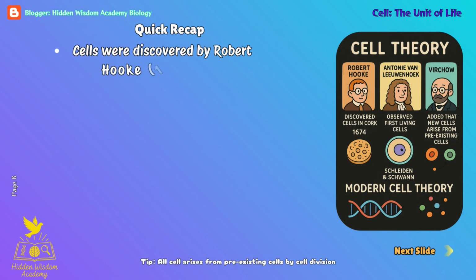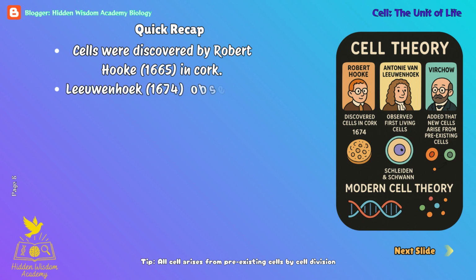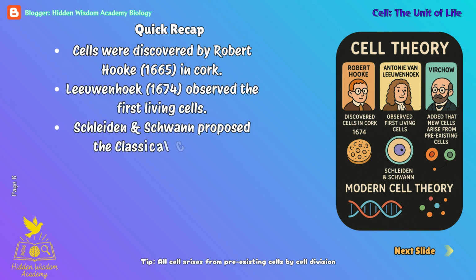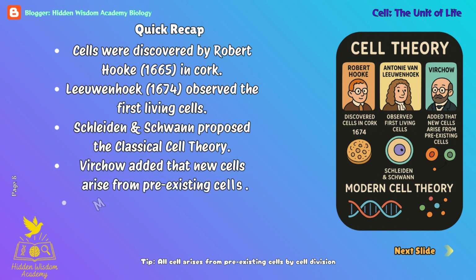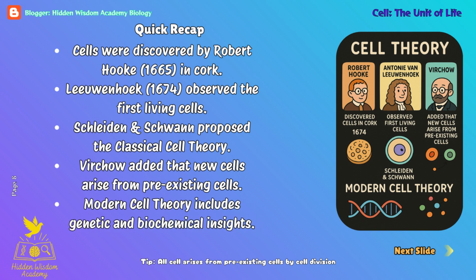Let's quickly recap. Robert Hooke discovered the cell, and Leeuwenhoek observed the first living ones. Schleiden and Schwann proposed the cell theory, and Virchow added that new cells come from pre-existing cells. Modern cell theory also includes the role of DNA and biochemical functions.